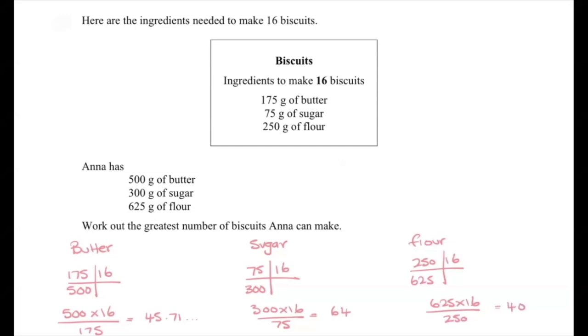So exchange rates are another common one that we haven't seen yet. You could use it there. Litres to gallons. I could go on and on. Now we're being asked to work out the greatest number. Flour is our limiting ingredient. The most that the flour can make is 40. So it doesn't matter that we've got lots of the others. 40 is the greatest we can make.